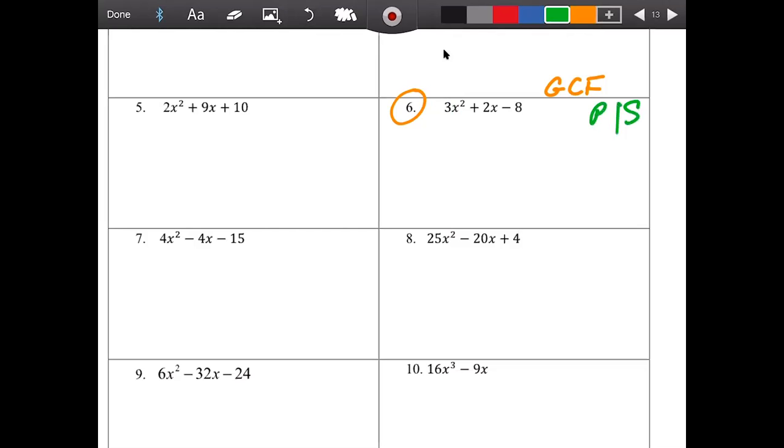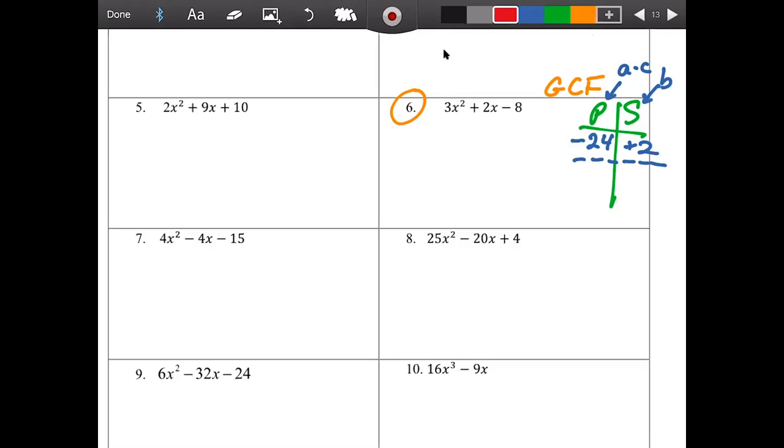Since that's not 1, I will need to group. So we are going to do product and sum. What product am I looking for? 3 times 8, 3 times -8, so my product is -24. And what's the sum I'm looking for? Positive 2, so plus 2. It's always good to write those signs down.